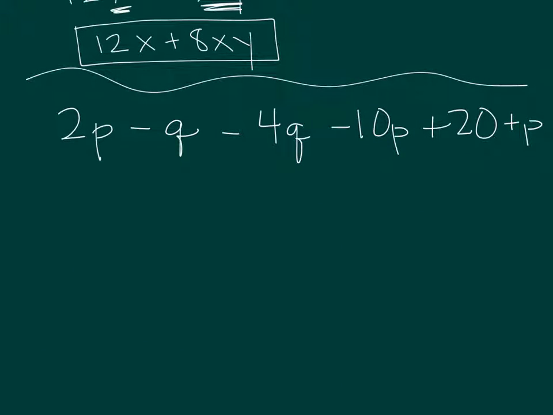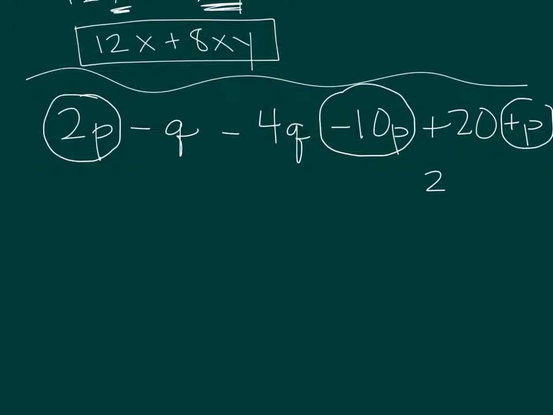Okay, here's a little harder one. So we have to mind our p's and q's. So we have 2p minus 10p plus p. So 2p minus 10p plus 1 would be the same thing as if we had it with no variable on it. So 2 minus 10 would be negative 8, plus 1 more would be negative 7p.